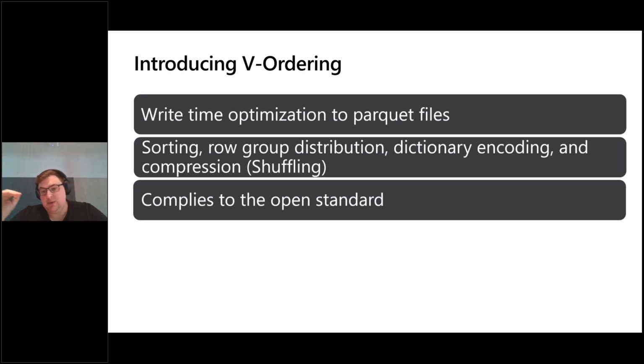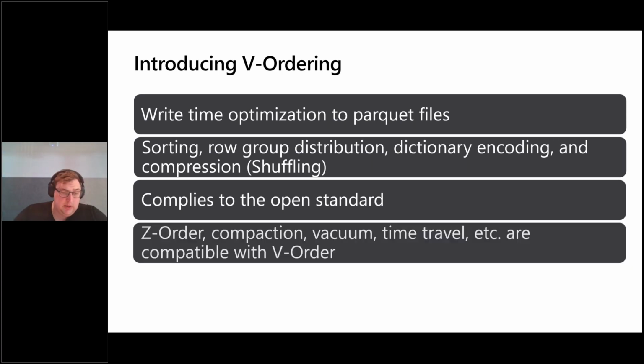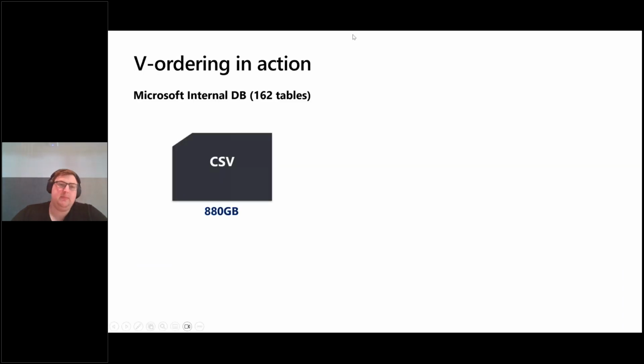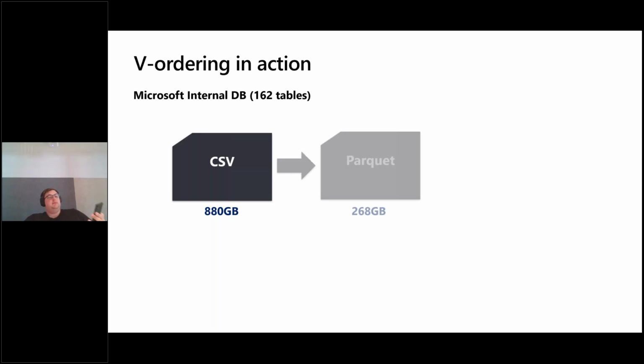Now, it still applies to the open standard. So it doesn't break the way you can work with those files with other tools outside of the Microsoft ecosystem. It adheres to the open standard, which is a good thing. The write part is something that we can only do today. And because it complies with the open standard, you still have those operations within Delta Lake that you can execute on those files. But if we look at a practical example, we've got some internal tests where we have a database which is 880 gigabytes in size, 880 gigabytes of CSV files, in flat files.